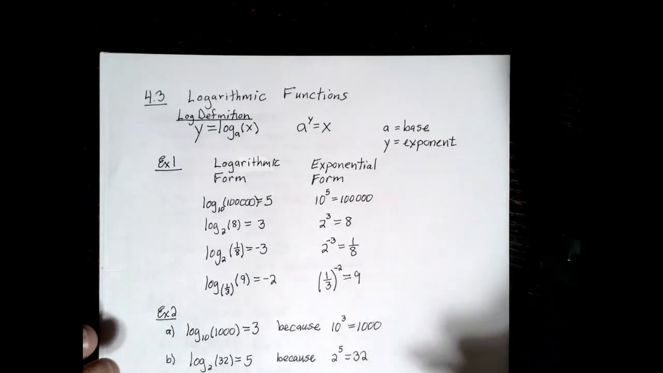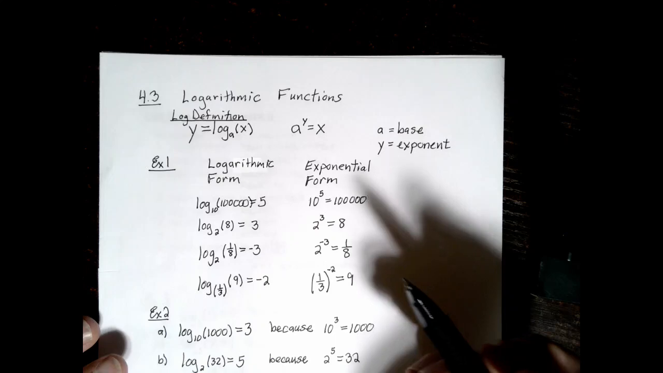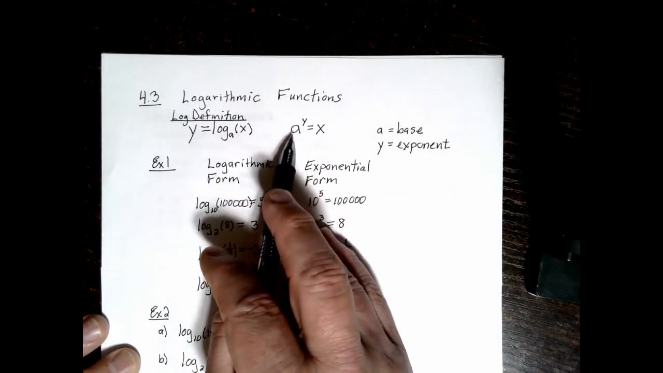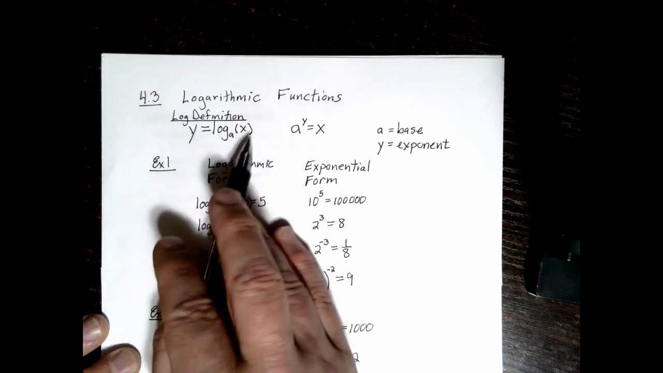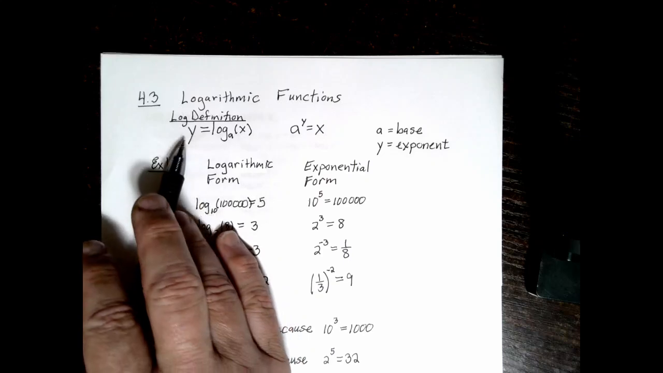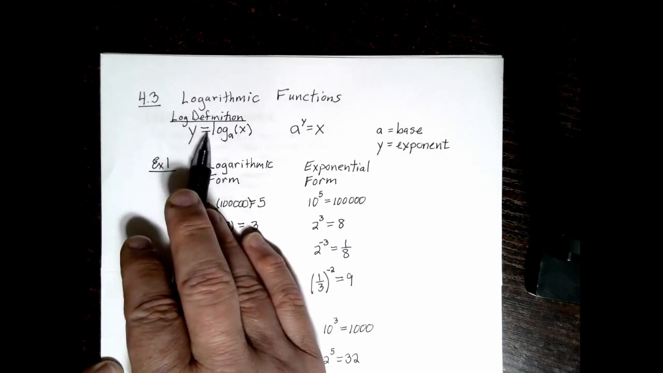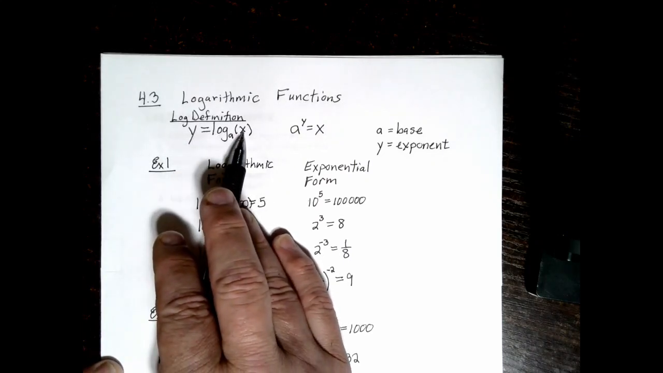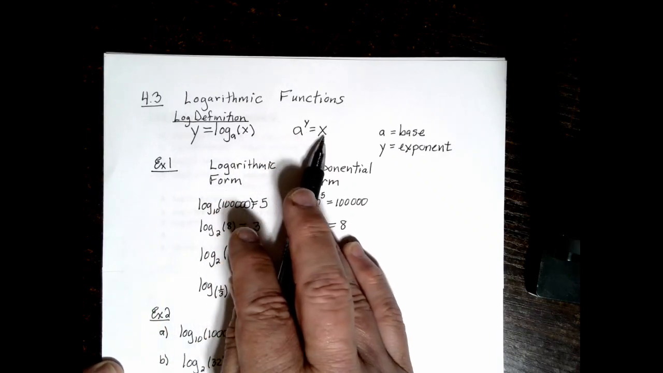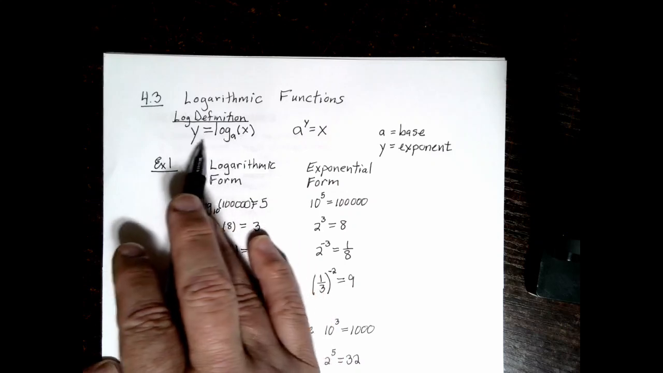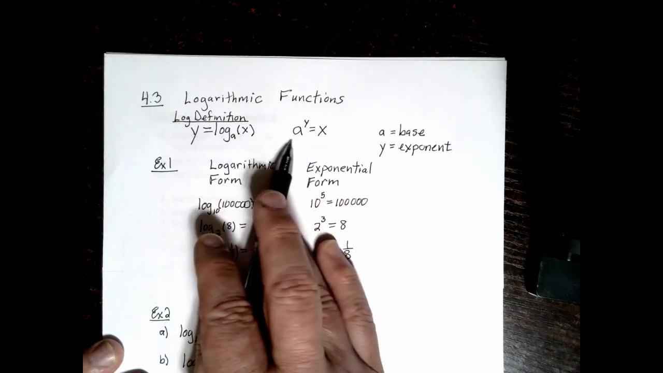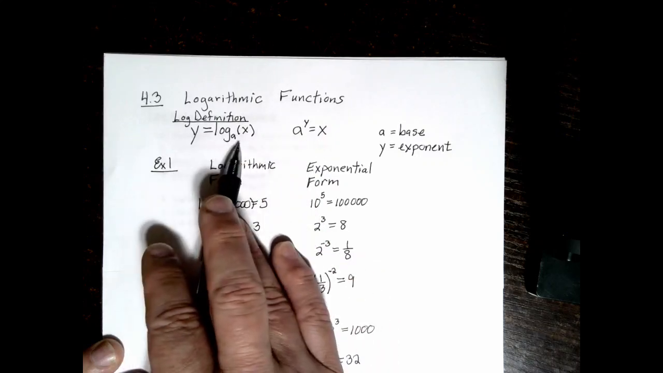Alright, so on this one, section 4.3, we talk about the inverse function of e to the x, or a to the x. We know that we had a function a to the x. Now this is what the inverse function of that is called. It's called the logarithm. So now the definition of a logarithm says if y equals log base a of x, that's how you read that, log base a of x, then a to the y equals x. So now you can take something that is a logarithm and write it in exponential form, or you can take something that's an exponential and write it as a logarithm.